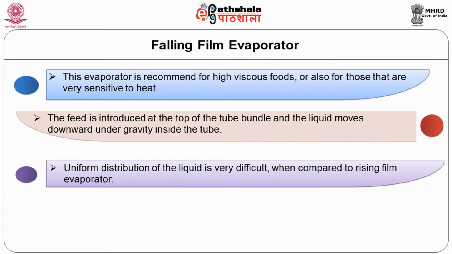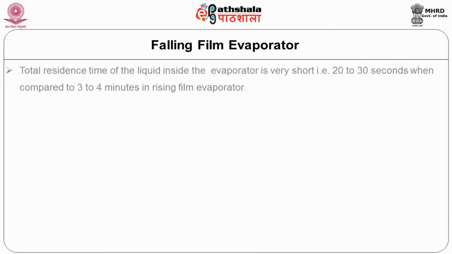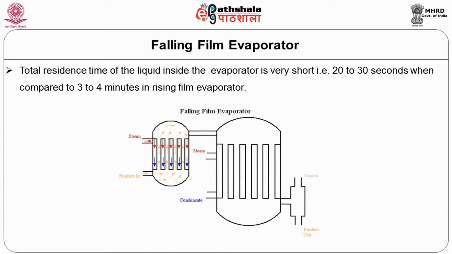Uniform distribution of the liquid is very difficult when compared to the rising film evaporator. Sometimes a spray nozzle is used for uniform distribution of the liquid inside the tube. This evaporator is used for heat sensitive food products like orange juice. The total residence time of the liquid inside the evaporator is very short, that is 20 to 30 seconds, when compared to 3 to 4 minutes in the rising film evaporator.